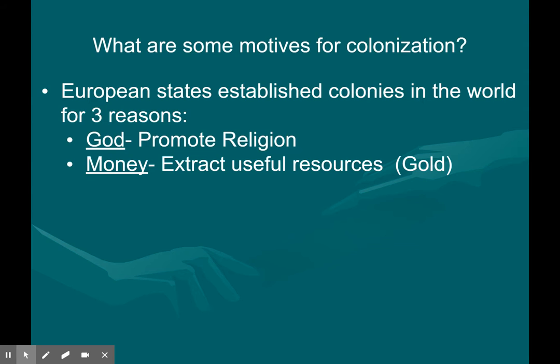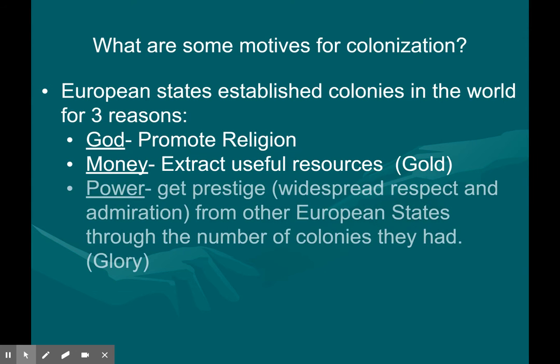Money. This is going to be a very, very big factor. They're looking to extract useful resources like gold, diamonds, even people. During this time period, the slave trade was roaring. So they go out into other nations to get these resources. Also, power is the third one we're going to talk about: to get prestige, widespread respect and admiration from other European states through the number of colonies they had.